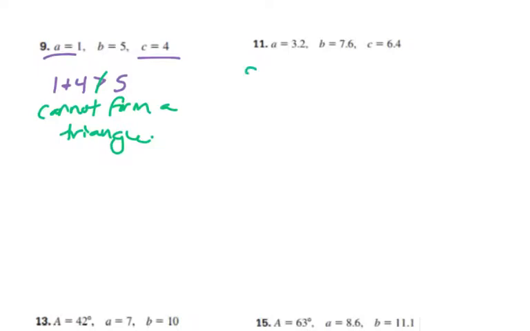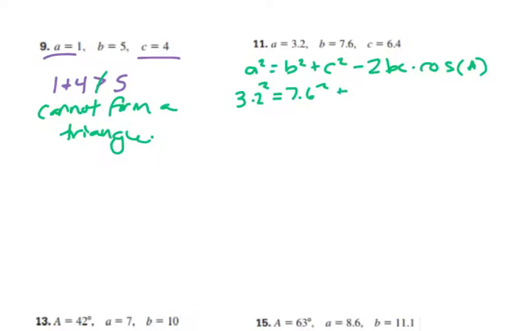So, I'm going to find angle A by doing a squared equals b squared plus c squared, and then that's going to subtract 2 times b times c times cosine of A there. So a squared is 3.2 squared, b is 7.6 squared, and c is 6.4 squared.